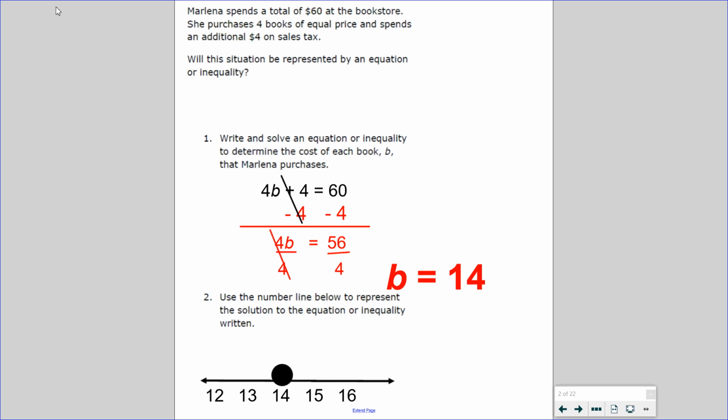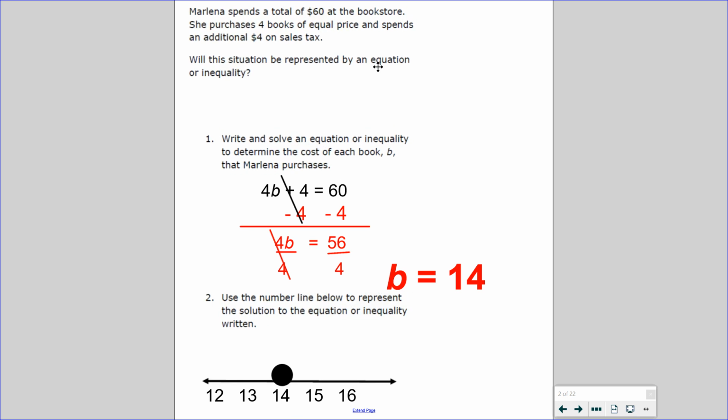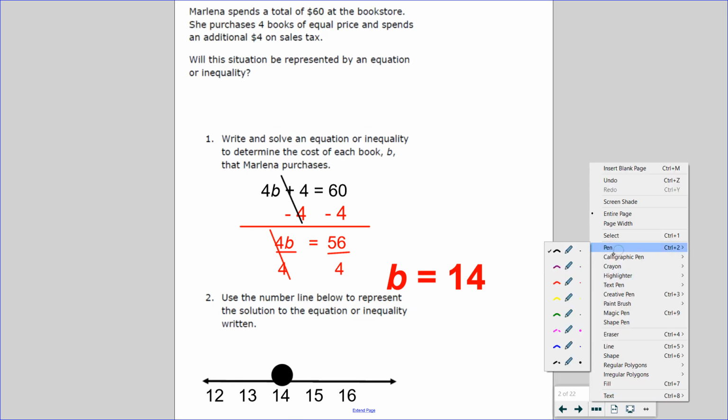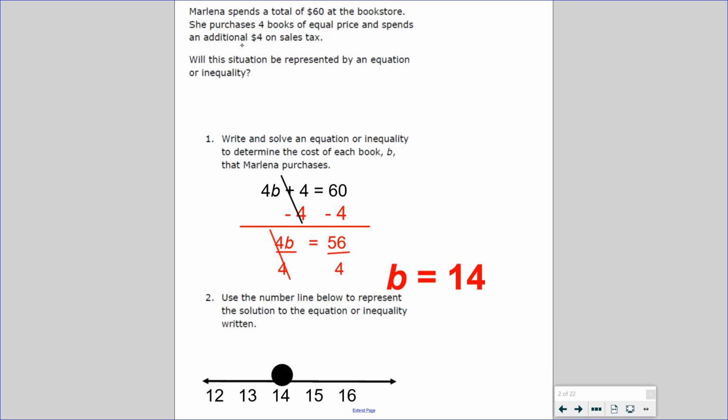So Marlena spends a total of about $60 at the bookstore. She purchases 4 books of equal price and spends an additional $4 in sales tax. Will this be an equation or inequality? It will be an equation because you need to know the exact price. So this is a $4 sales tax. That's a one-time thing. That's why it's by itself.